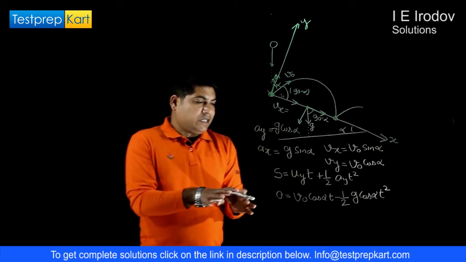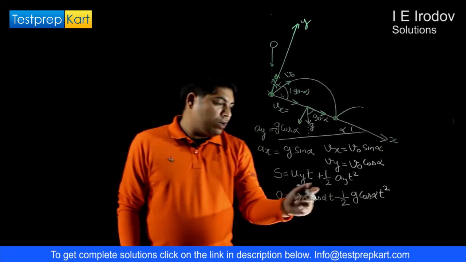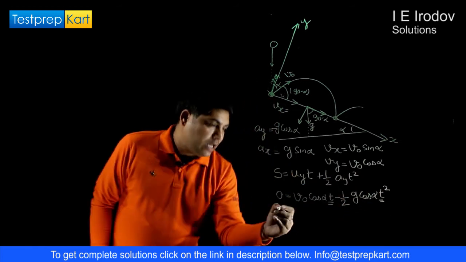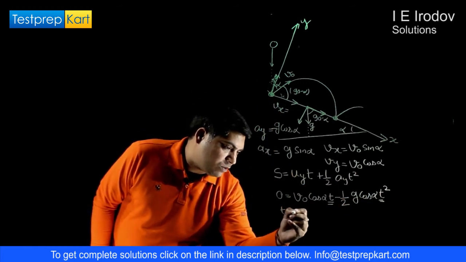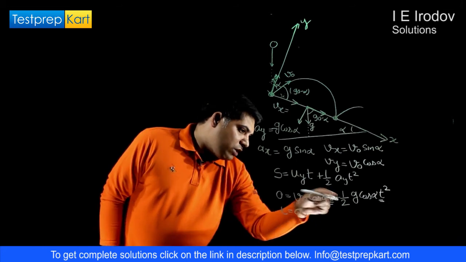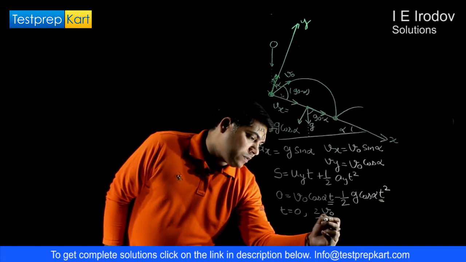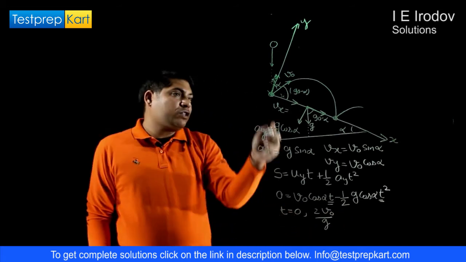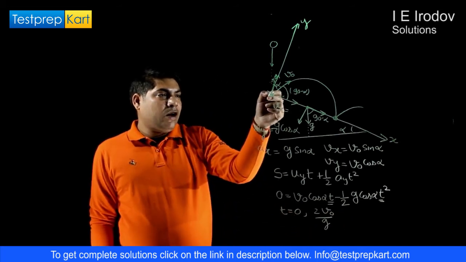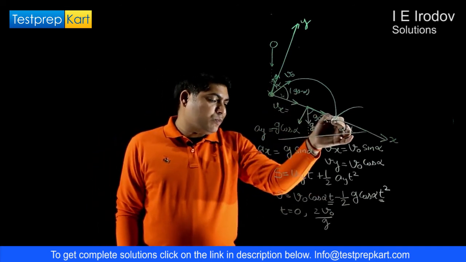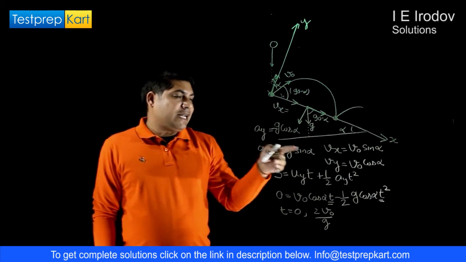Here you can see that this equation would have two solutions, because it is a square in t. The first solution is t equals to 0. The second solution is 2 v naught over g. So t equals to 0 is for this point when your y coordinate is 0, and t equals to 2 v naught over g is for this point when the y coordinate is again 0.